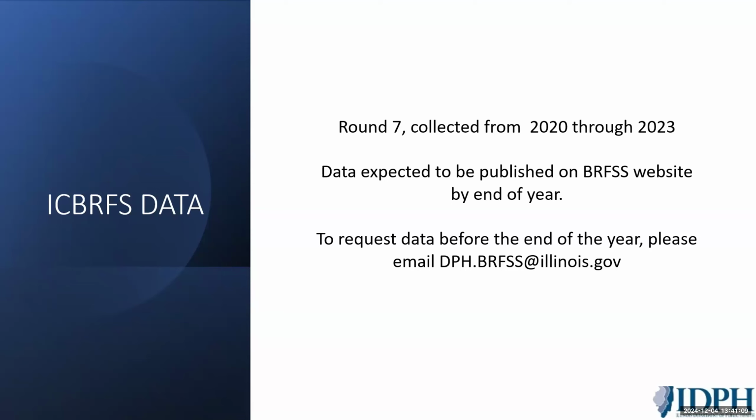The round 7 data analysis is complete and it's being prepped to publish to the website. We expect to have that done by the end of the year. However, we already have this ready. So if you email us for your county report, we can send it to you at any time via email. Our email address on here is dph.brfss@illinois.gov, and you can email us to get your data before publishing.